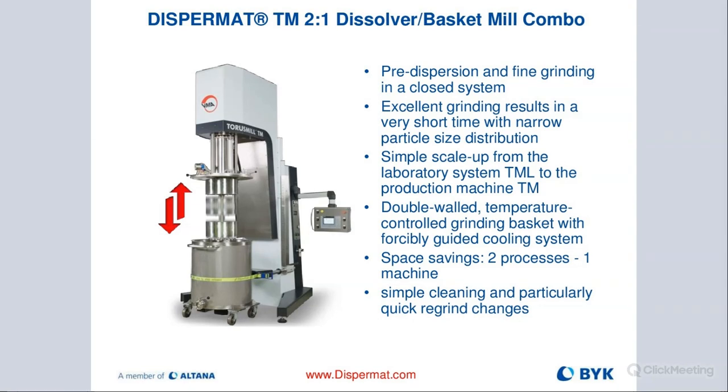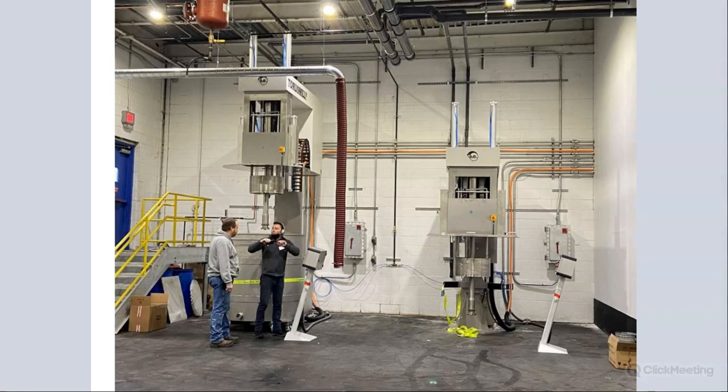Here is another slide just showing you some of the movement of the actual basket. So first you pre-disperse, you push a button on the control panel, and then the basket comes down, and now you have a full-fledged milling system. Again, perfect cooling with our basket mill. Not only the container, but also the basket itself is double-walled for really good cooling efficiency. That's so critical when we're milling.